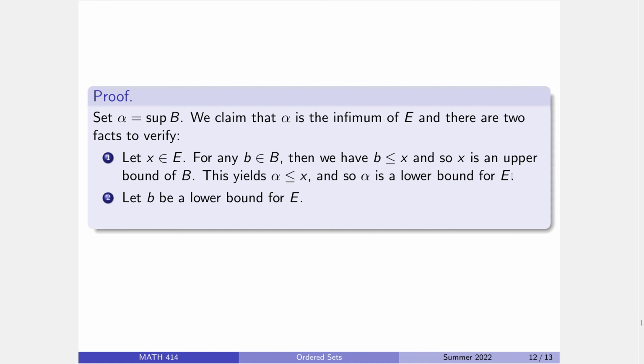lower bound for E. Well, that means that it has to live in the set B. But B is bounded above by alpha. That's what this means. It's an upper bound for the set B, so it is in the set B, which means it's less than or equal to alpha. So alpha is a lower bound for E, and it's bigger than any other lower bound you can think of. Thus, it's the greatest lower bound. And the proof's over. There we go.